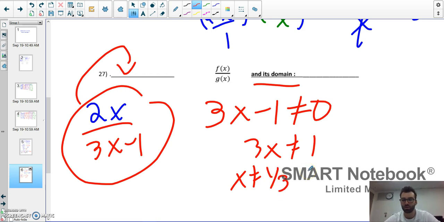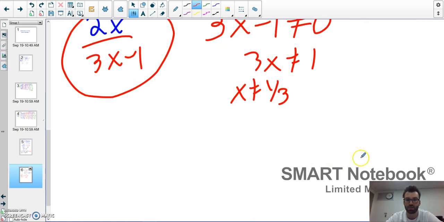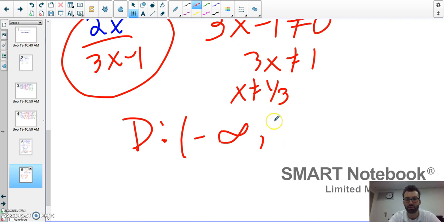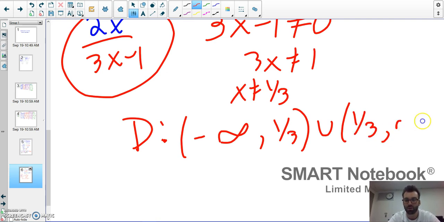So now we want to use interval notation to write our domain. I'm going to write my domain just down here. Domain. x can be any negative number. So negative infinity, all the way up to 1/3, not including it. Pick it back up at 1/3 and go off to infinity.